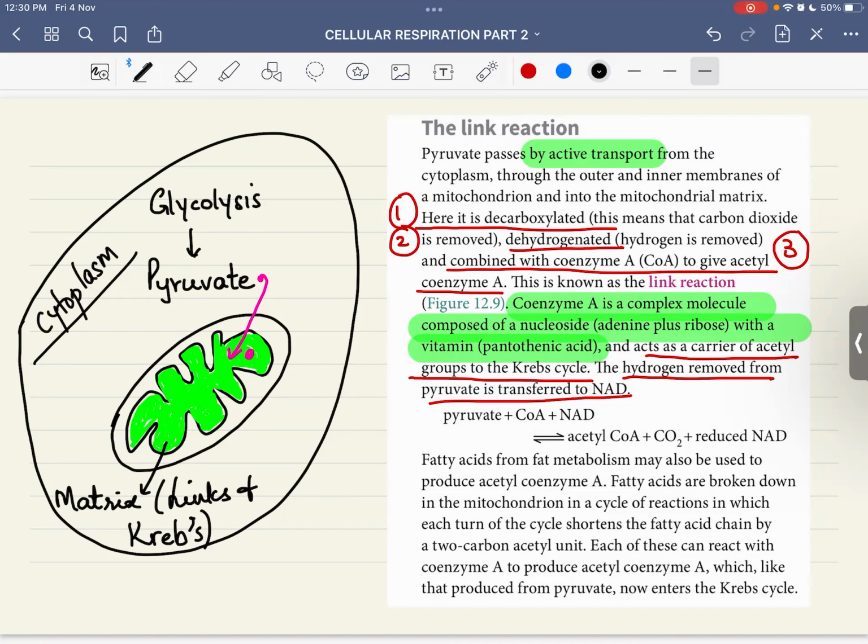Now you can see what is happening to this pyruvate. This pyruvate is entering into its structure. Yes, Abdullah.